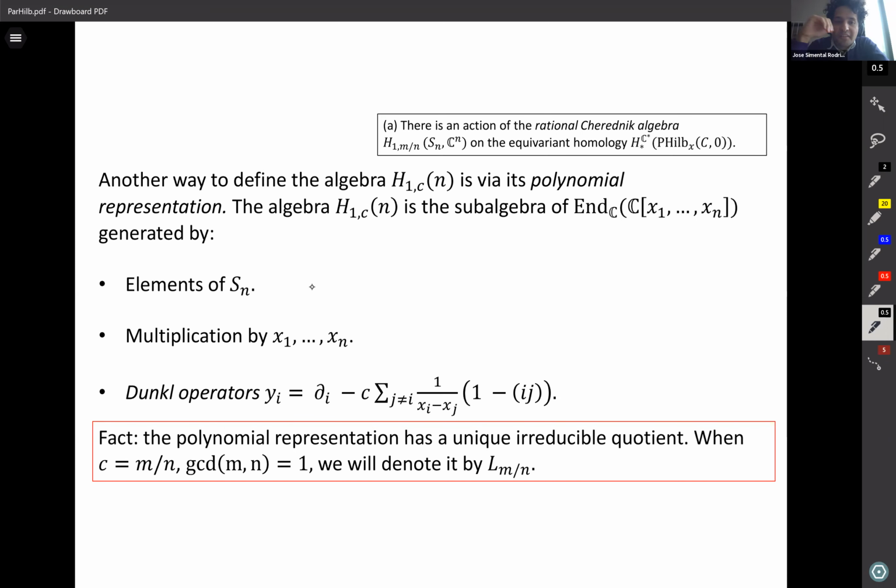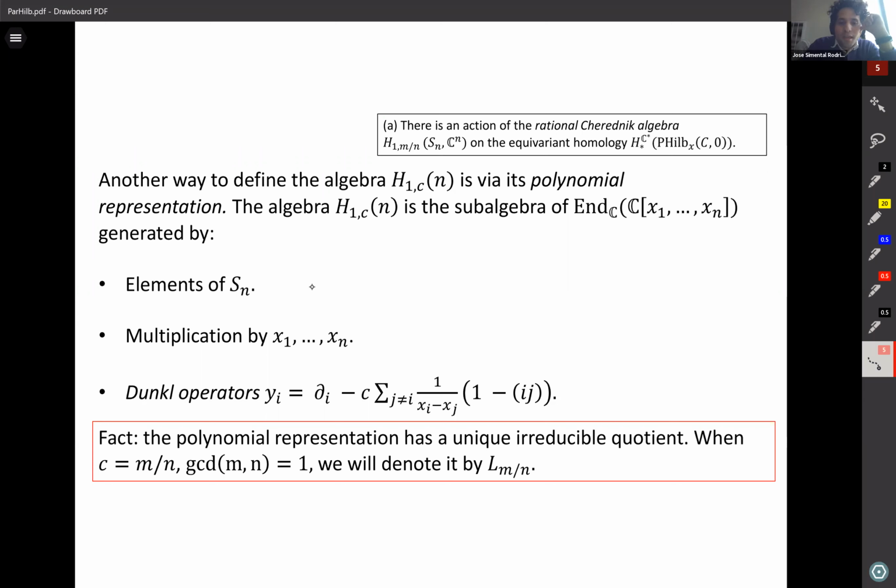The action of the elements xi is just by multiplying by xi. The very interesting part is the action of the yi's, which act by these so-called Dunkl operators. This is just a partial derivative with respect to xi, plus correction terms. One can check that if I have a polynomial and I apply this operator, the result will be divisible by xi minus xj, so this makes sense when applied to polynomials. The theorem here is that these operators satisfy the same relations as the rational Cherednik algebra and no more relations, so we have a faithful representation.